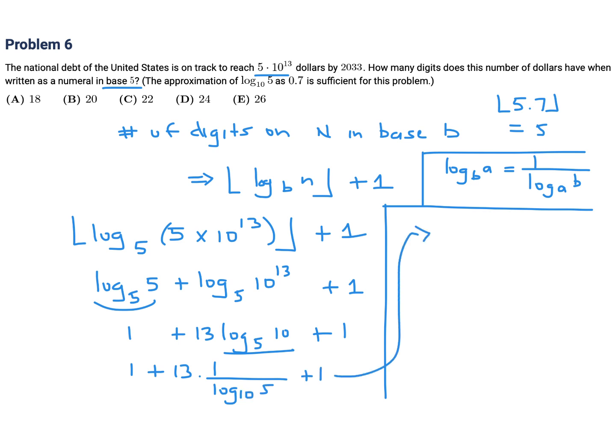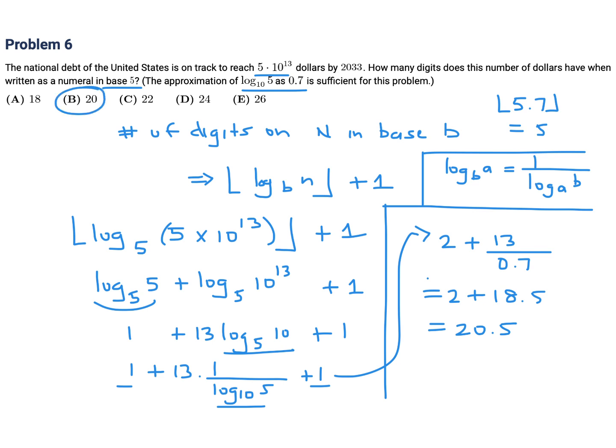And then continuing, this becomes 2, this guy and this guy. This is 13, and then this we have been given as 0.7. So we have this as approximately 2 plus 18.5, and that is 20.5. So it looks to me like the closest answer would be 20, and that would be B.